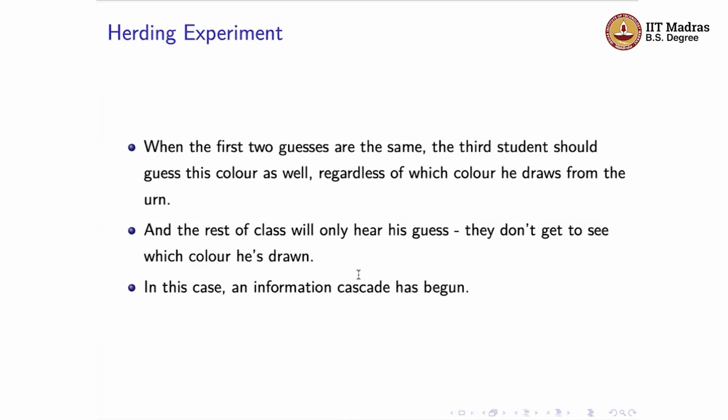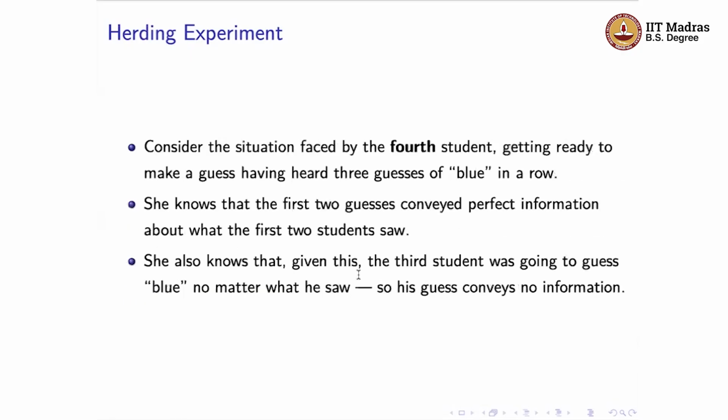So in this case, we are going to say that an information cascade has begun, in the sense that you have got this herding behavior coming out. That is, people are ignoring their own private information. In this case, the third student ignored that he had actually drawn a red marble and just went ahead with what the earlier students had said. But notice the important thing: this is not on the basis of just blindly copying what others have said. This is on the basis of reasoning and thinking about what the evidence says. Now, what about the fourth situation?